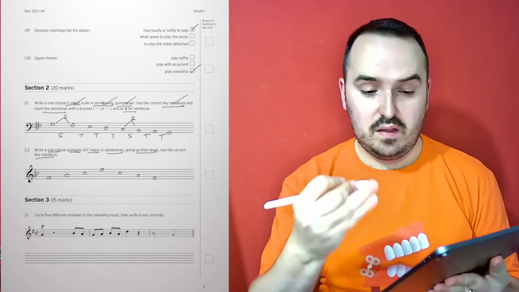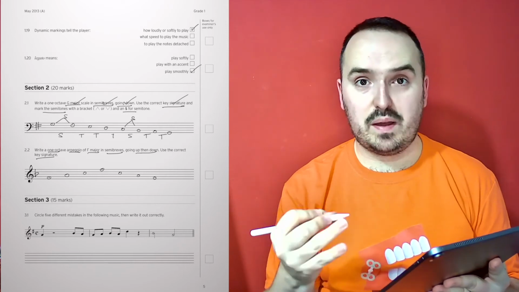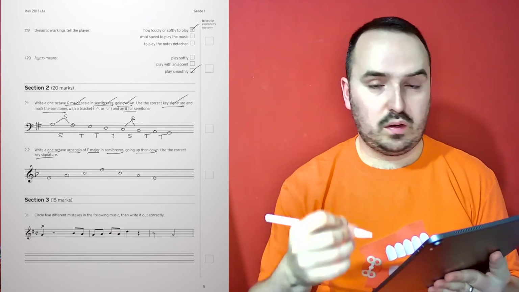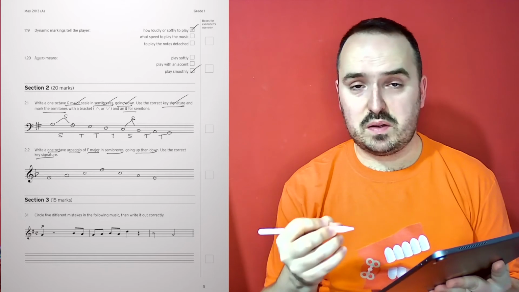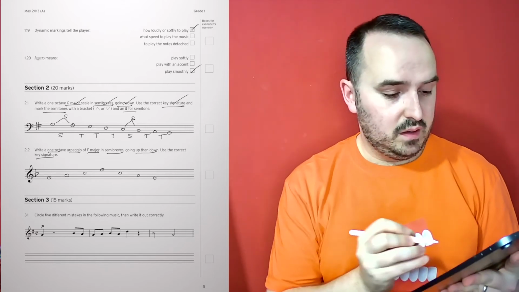Simple as that. Those 2 answers there are a really good way to get yourself a good amount of marks in this exam. If you get all of that information in there, that should be a really easy 20 marks to get. Section 3. So circle 5 different mistakes. So let's have a look.